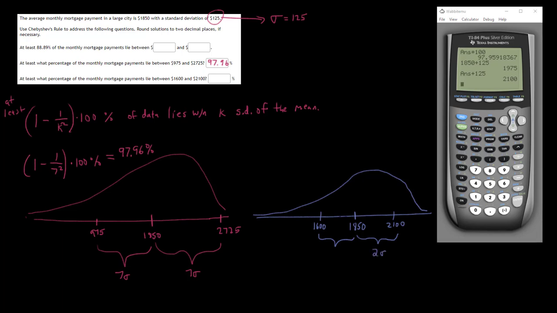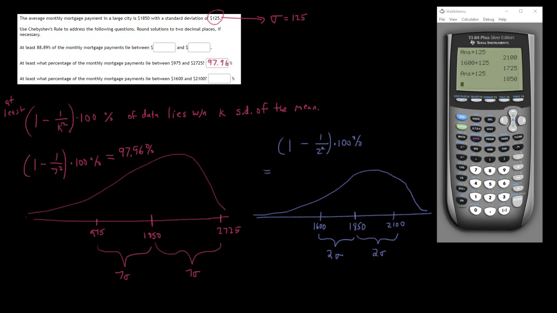And let's verify that using this left-hand side. 1600 plus 125. There's 1 standard deviation plus another standard deviation. 1850. Yeah, so we got to the mean. So again, the distance we're talking about is 2 sigma. And now we just need to plug into Chebychev's theorem. So again, here's our formula. So we say 1 minus 1 over 2 squared times 100%.